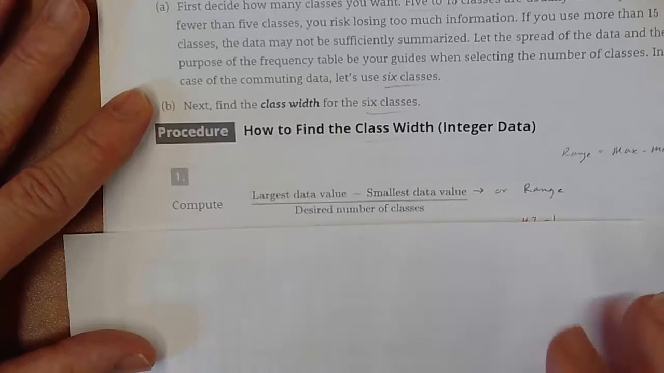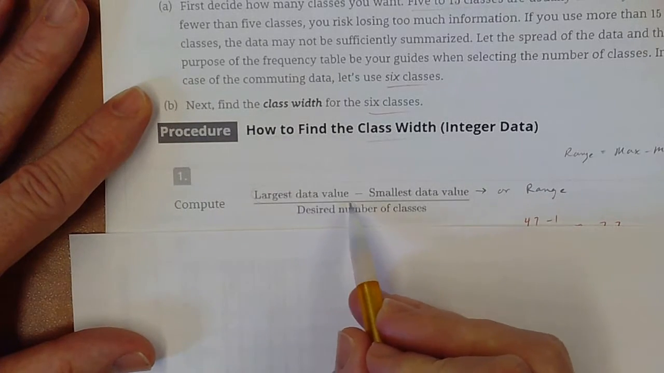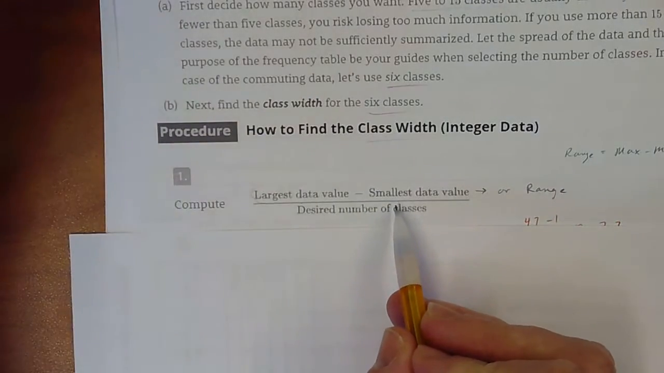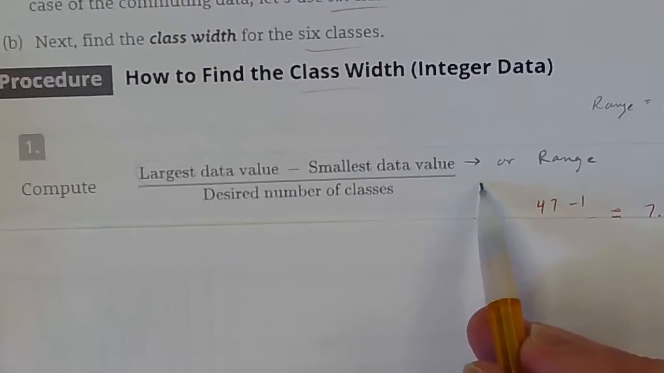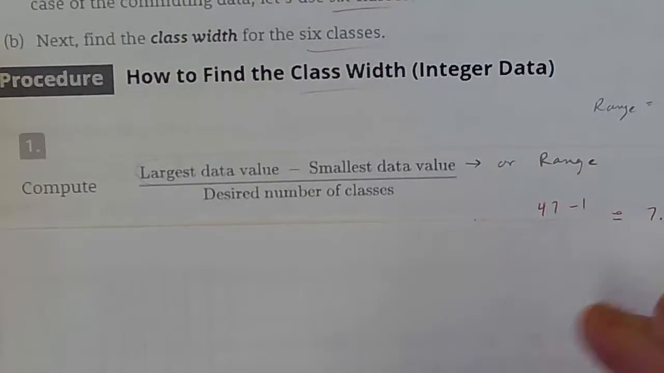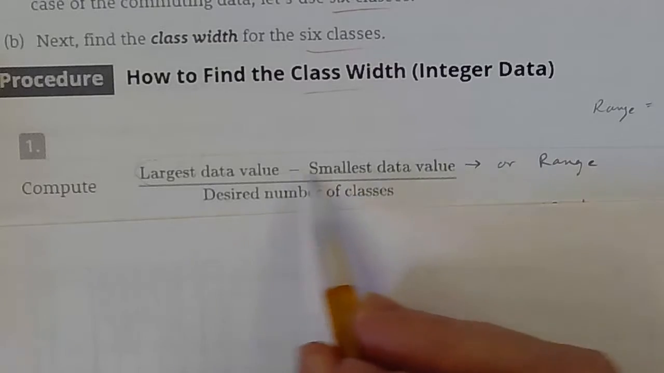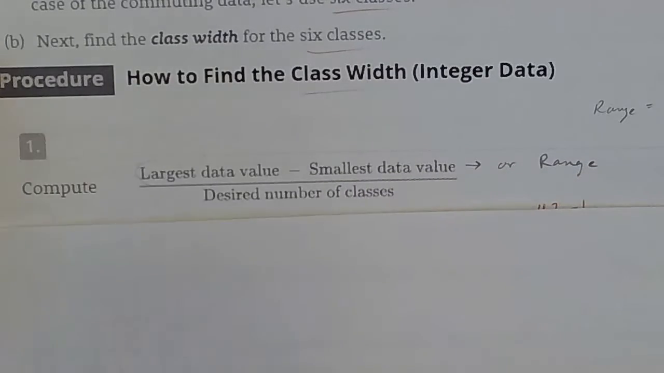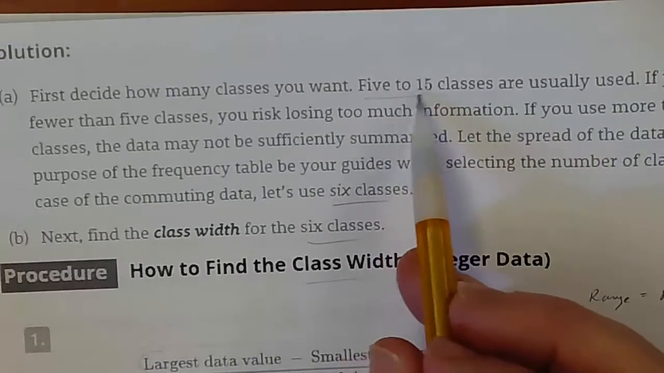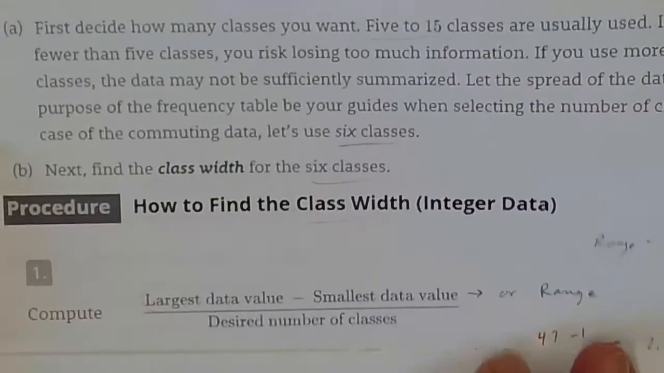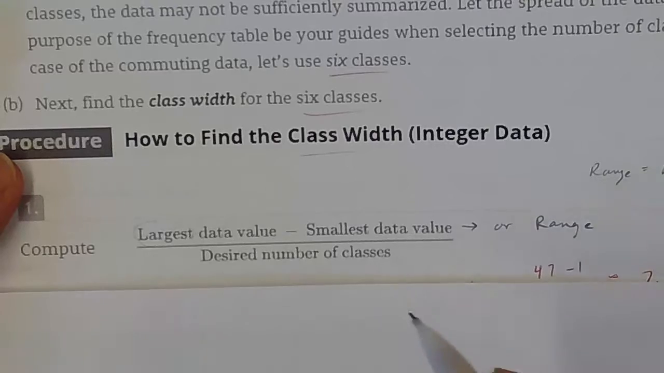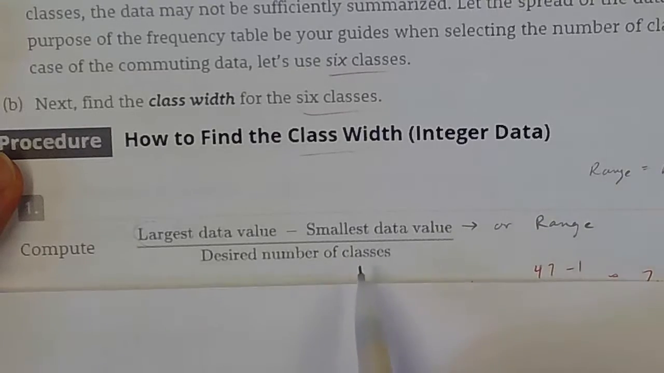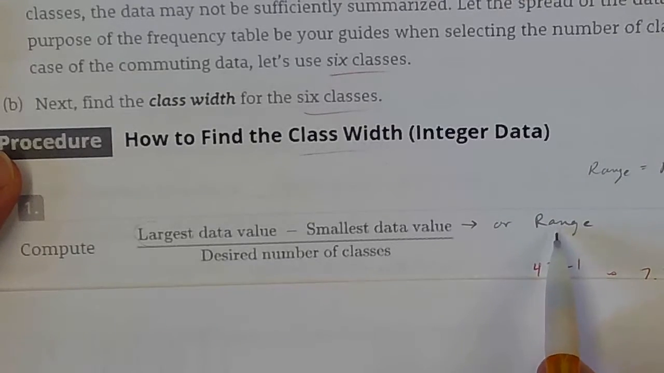It says you want to compute the largest data value minus the smallest data value. That's also called the range in math, right? So I put "or range." Maybe you want to add that. So the range of our data set, and you divide it by the desired number of classes. Usually they give you that number. If you're doing it on your own, you probably choose somewhere between 5 to 15. 5 to 10 is usually a little more common. But they will tell you the desired number of classes. That's not usually something you have to figure out. But you got to figure out the range.